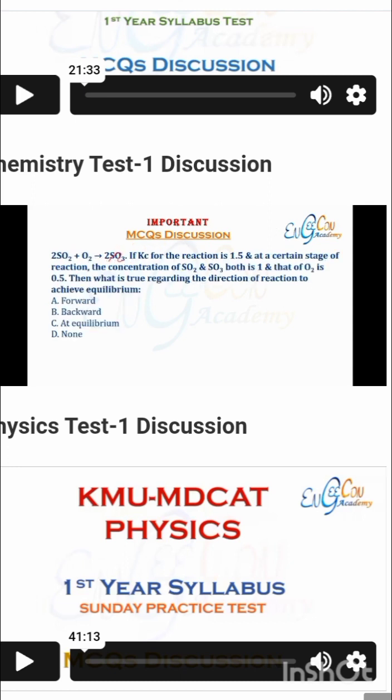2SO2 plus O2 forms 2SO3. If Kc for the reaction is 1.5 and at a certain stage of the reaction the concentration of SO2 and SO3 is 1 and that of O2 is 0.5, then what is true regarding the direction of reaction to achieve equilibrium? So Kc is equal to 1.5. Kc is basically the ratio of products and reactants at equilibrium.